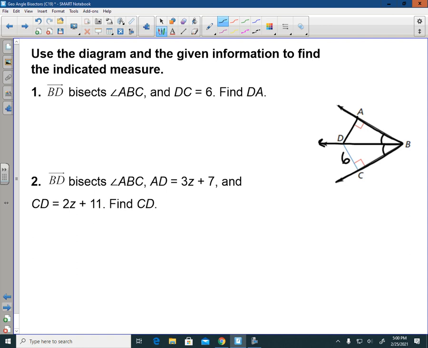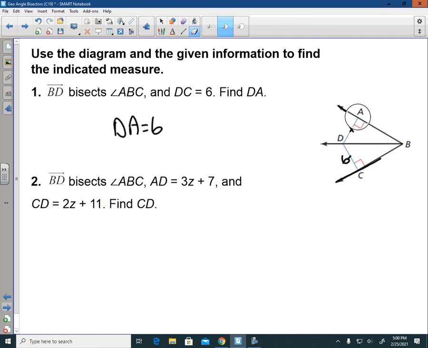Well, we know that if a point is on the angle bisector, then it's equidistant from the two sides. And so if DC is 6, DA is also 6.